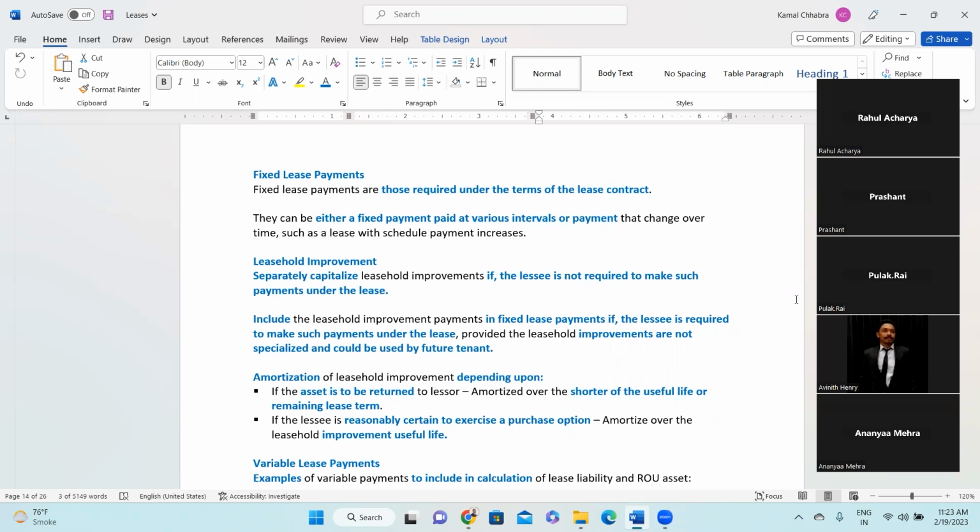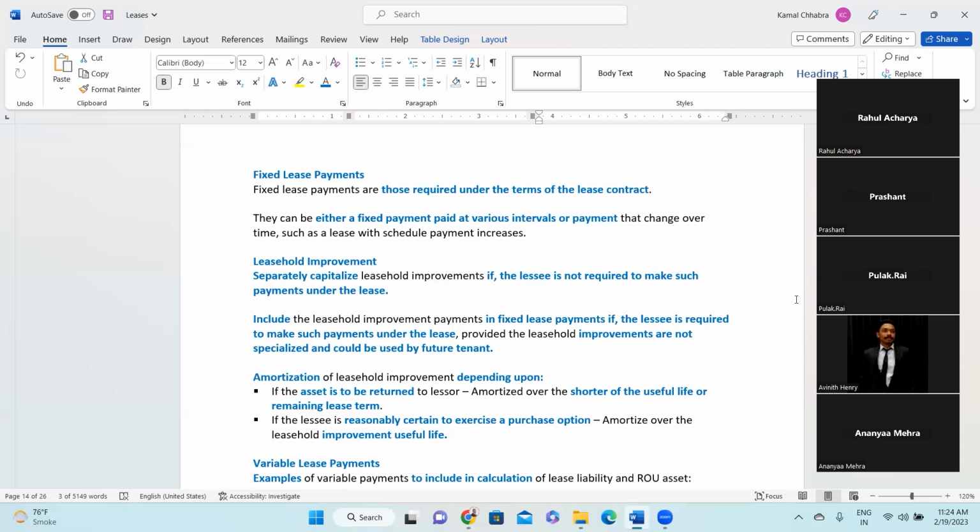Second is leasehold improvement. What is leasehold improvement? Basically, as we discussed, if a company enhances a property according to their needs, that is improvement. It comes under leasehold improvement, and that needs to be capitalized separately as a leasehold improvement. Include the leasehold improvement payment in fixed lease payment if the lessee is required to make such payment under the lease and the leasehold improvements are not specialized and could be used by a future tenant.